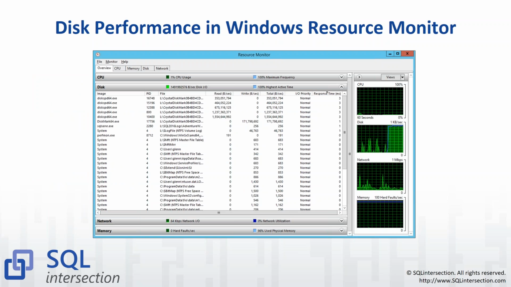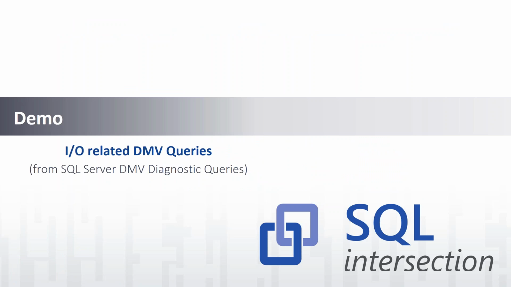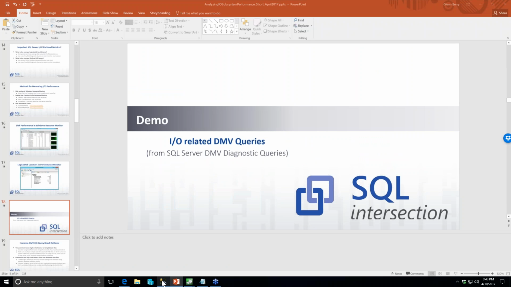So here's what disk performance looks like in Windows Resource Monitor. And you can pull this up off of perfmon or off of Task Manager actually, and watch it in real time and sort the columns and see what's going on when you're doing something to your I/O subsystem. So that's a quick and dirty way to see what's going on. Next, you can pull up these logical counters in perfmon, and these are the most important ones in my opinion. And then let's go out to SQL Server and actually do something fun here.